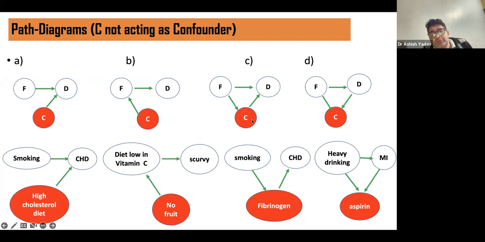Third example, here you can see the third variable is a consequence of the risk factor. For example, smoking causes fibrinogen, and fibrinogen is causing CSD. In that case, this fibrinogen is not directly related to CSD, so it will not be considered a confounder. Here one arrow will be there, but smoking is directly related to CSD. So if your third factor is a result of the risk factor, in that case, it should not be considered as a confounding variable.